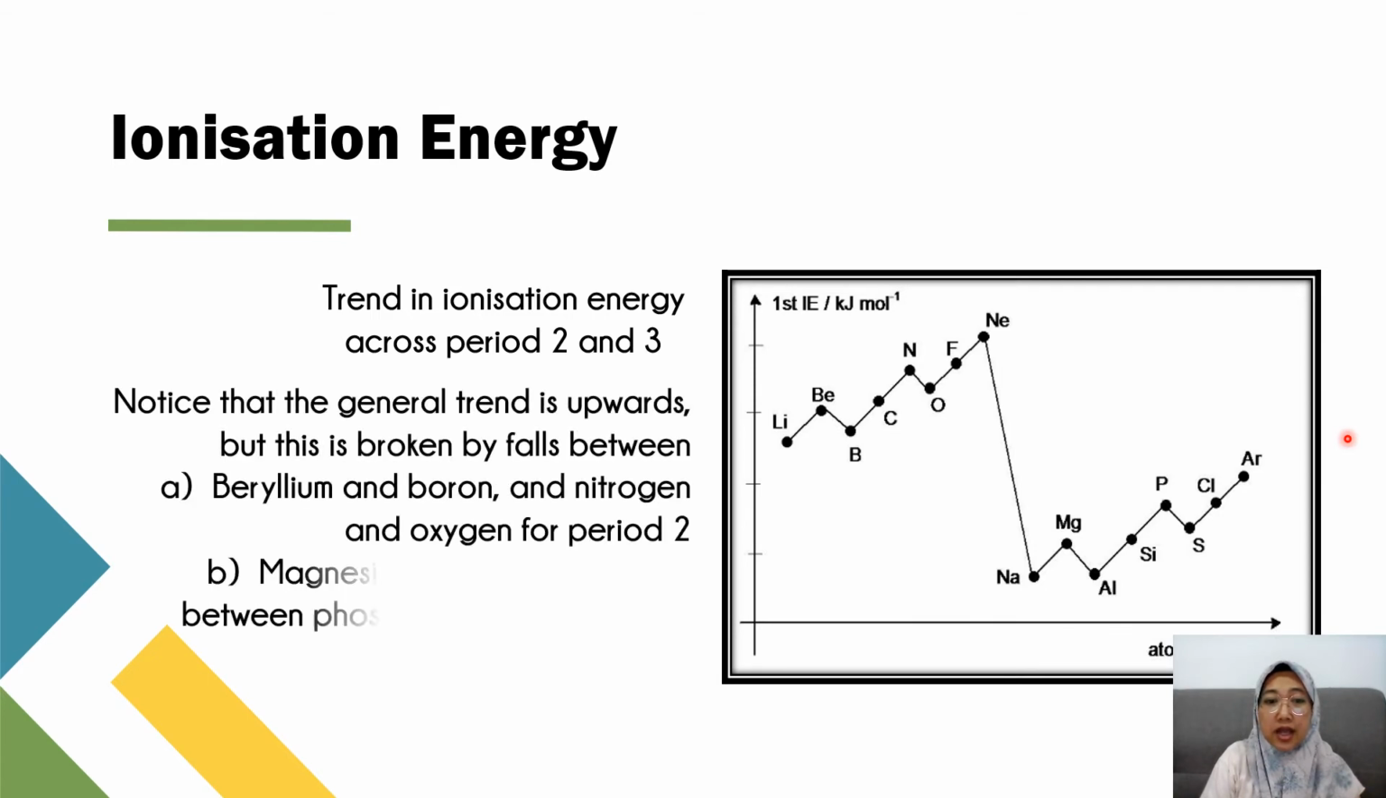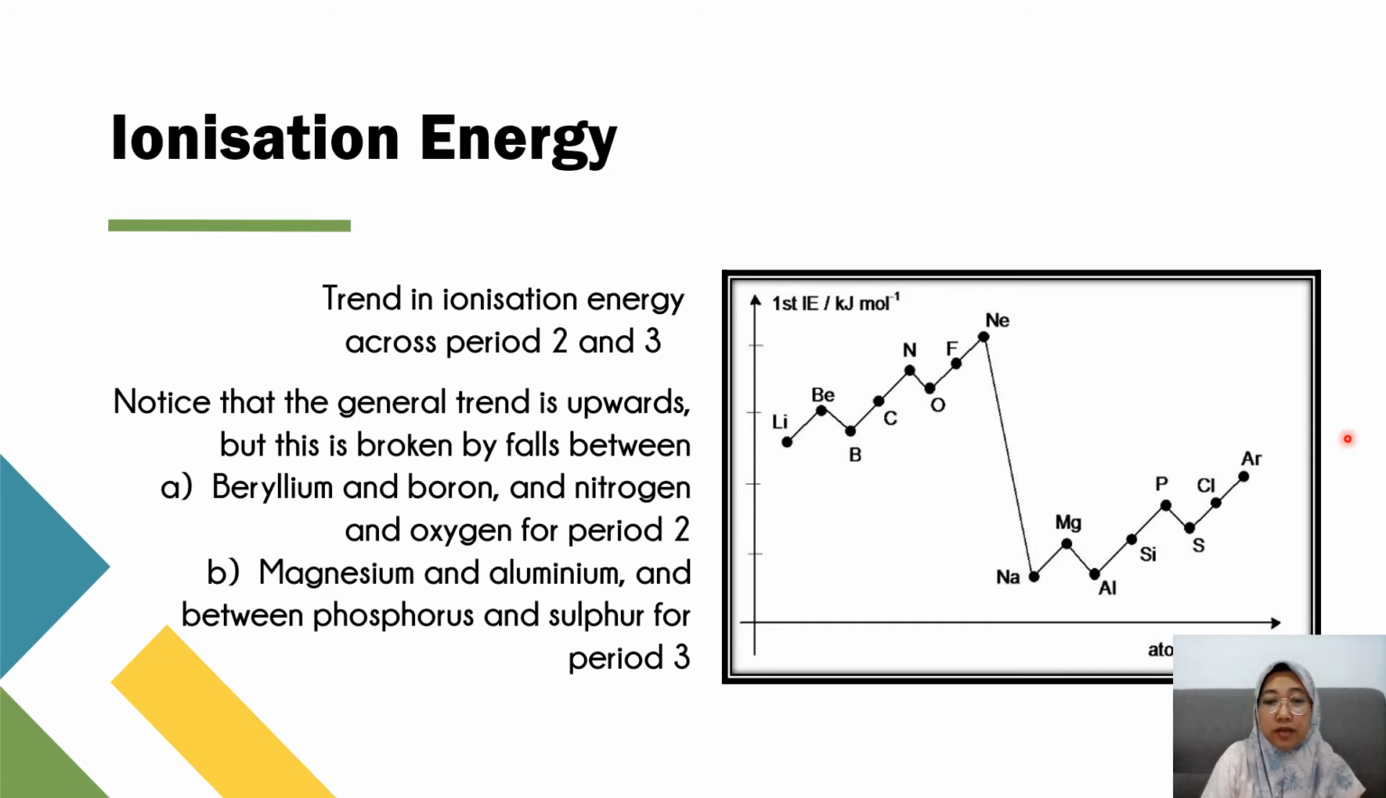So notice that the general trend is upwards, but this is broken by faults between beryllium and boron, nitrogen and oxygen for period 2, magnesium and aluminium, and between phosphorus and sulfur for period 3. Okay, jadi kalau kita tengok secara general, okay, the trend is upward. Okay, dia semakin menaiklah, cuma ada beberapa bahagian yang dia broken.